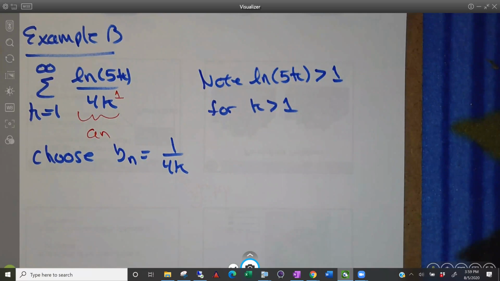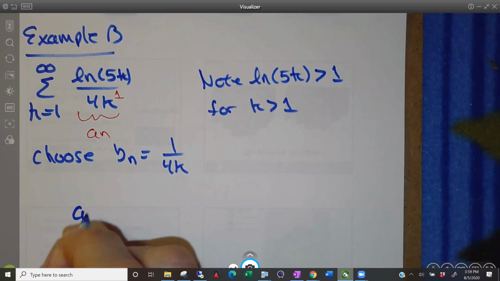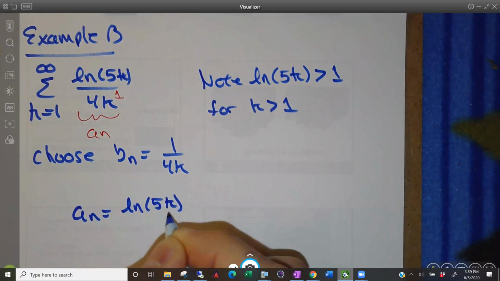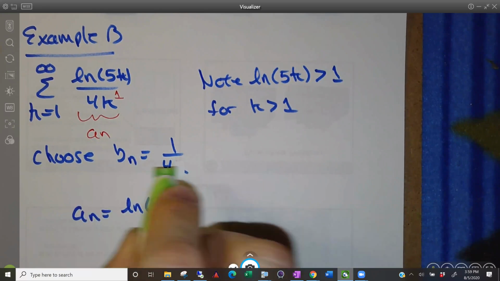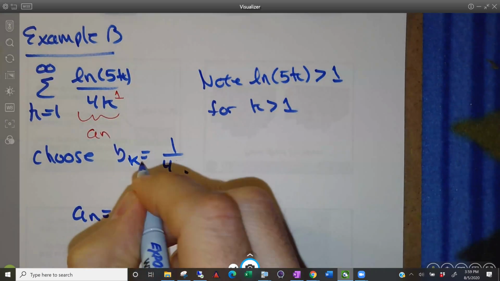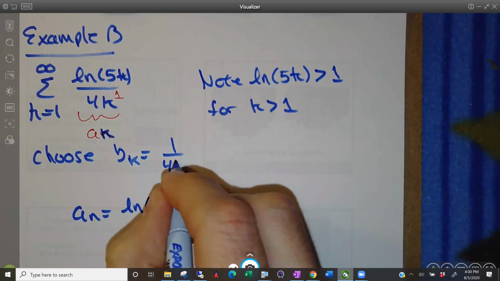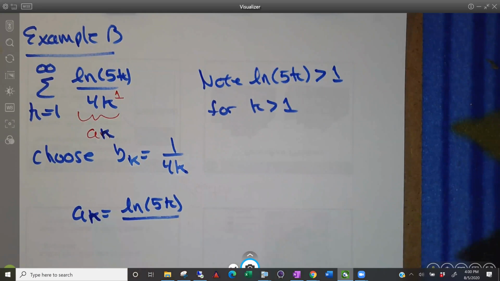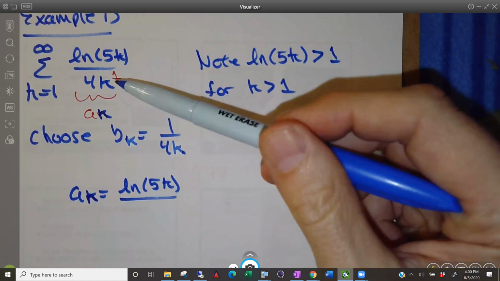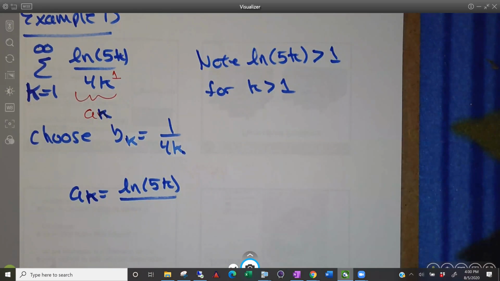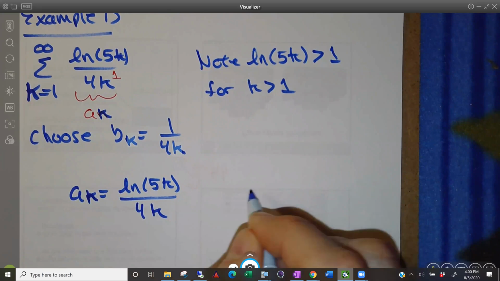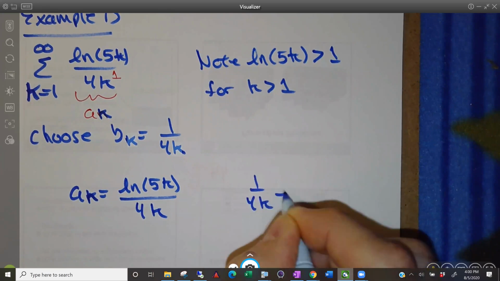Now let's compare b sub n versus a sub n. A sub n is ln of 5k. Actually, I should put ln of 5n, I suppose. That should probably be consistent. Has to be ln or a sub k. A sub k, I'm just so used to using n's, I'm sorry. So I'm making everything k's because I chose to use the sum from k equals 1 to infinity. So this is a sub k and this is going to be b sub k. I'm sorry, I hope I didn't confuse you too much. All right, so here's my general term here, and then 1 over 4k is b sub k.